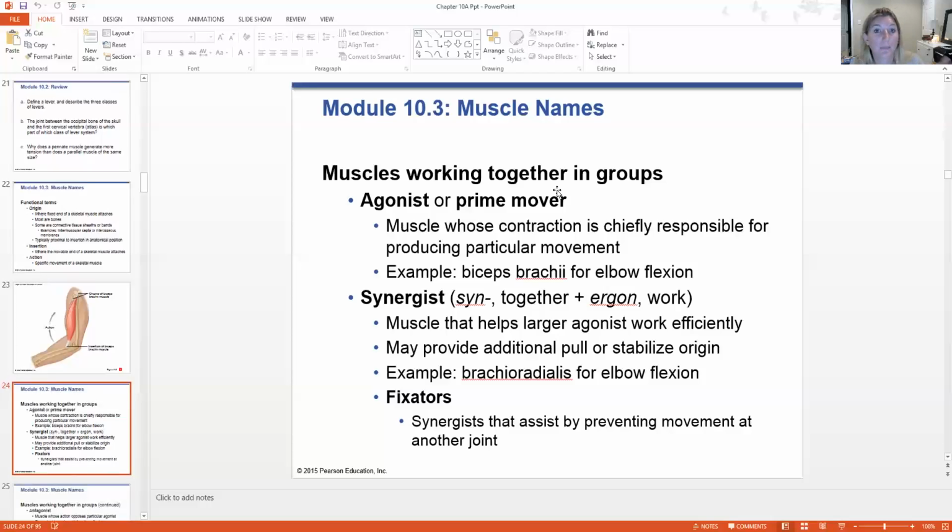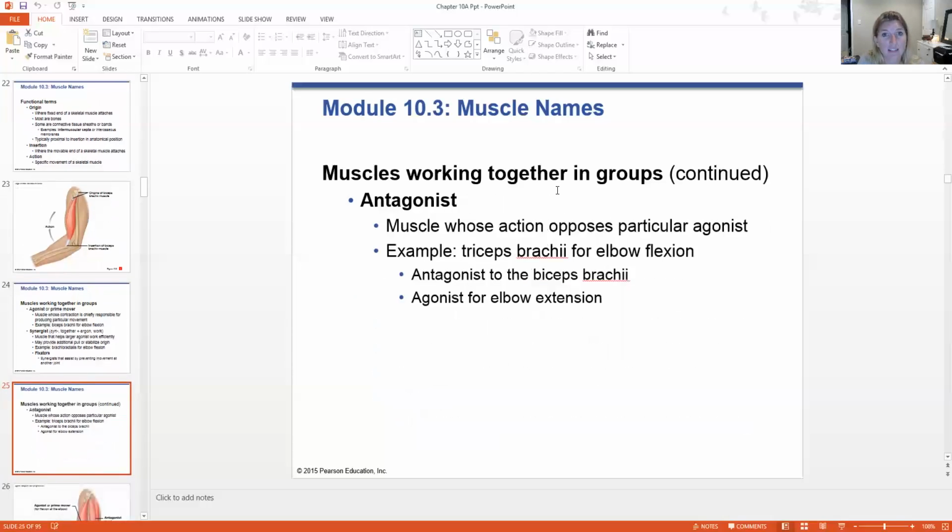The antagonist does the opposite or opposing movement. So the agonist is the muscle whose contraction is chiefly responsible for that movement. The synergist is usually a smaller muscle that's just helping. These can be fixators, which prevent another joint from moving as you're trying to move one particular joint. And then again, the antagonist is providing the opposite movement.